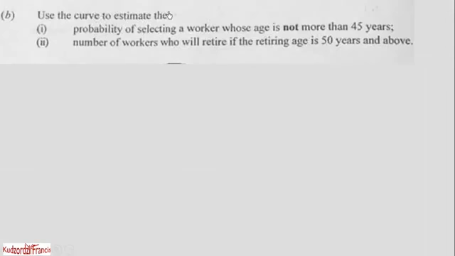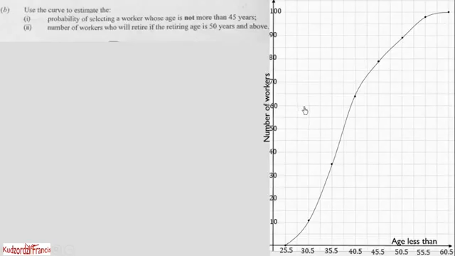Use the curve to estimate the probability of selecting a worker whose age is not more than 45 years, and the number of workers who will retire if the retiring age is 50 years and above. So the first one says the probability of selecting a worker whose age is not more than 45 years. So we need to trace 45.